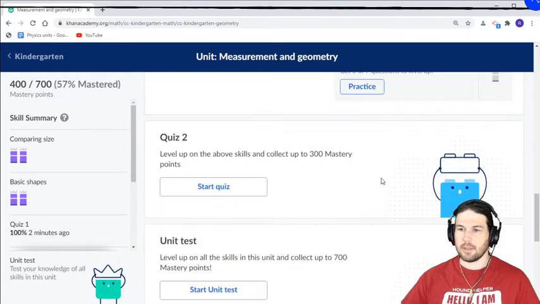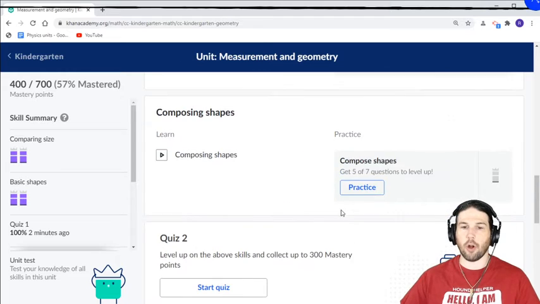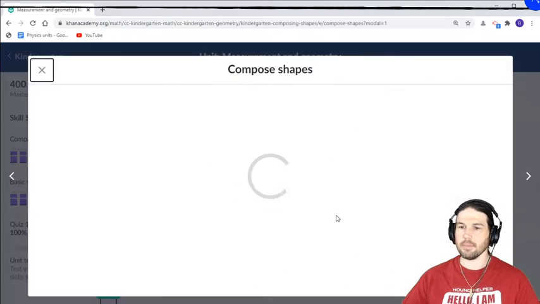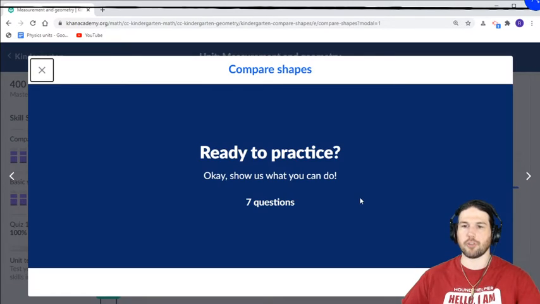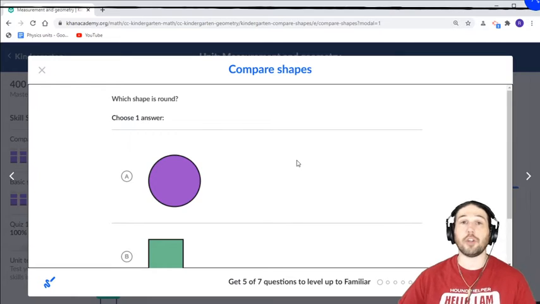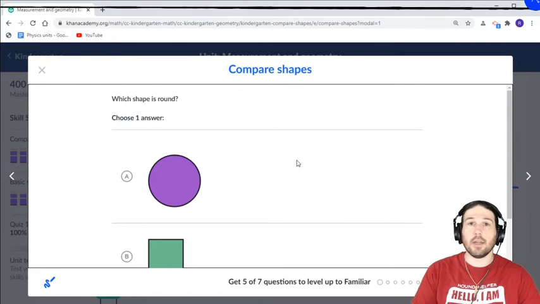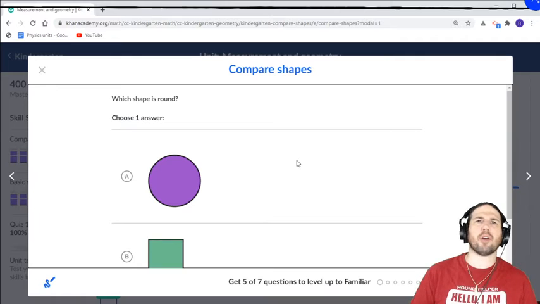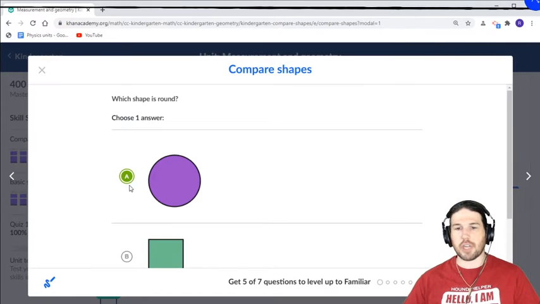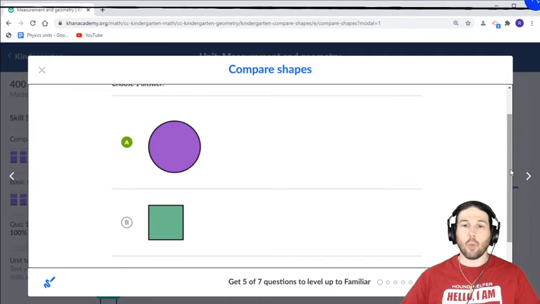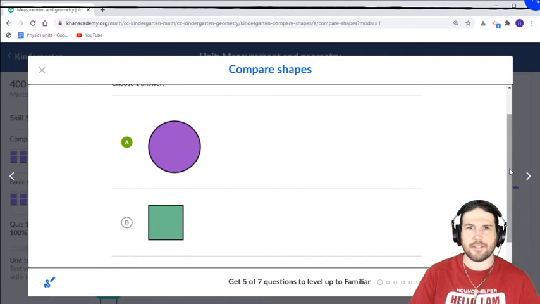Compare shapes, and then compose shapes, and then we're almost done with this unit. Wait. Compare shapes, then compose shapes. Which shape is round? Again, it's all vocabulary. What does round even mean? This shape is round. That shape is square. We're not being super precise about our definitions.